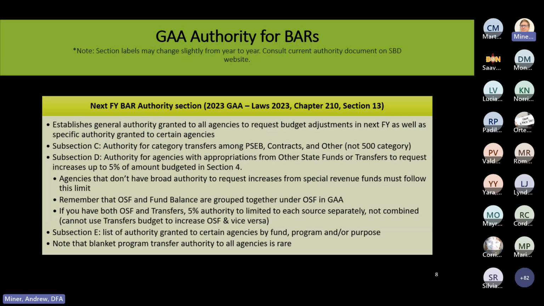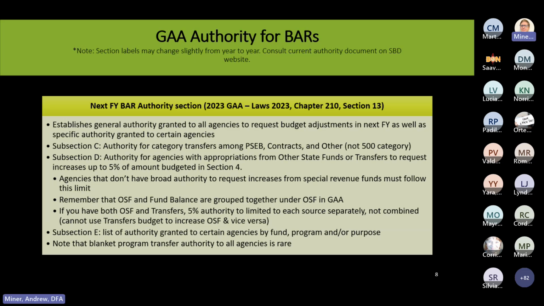Just remember that other state funds and fund balance are grouped together under the other state fund column, so those two go together. And if you're an agency that has both other state funds and transfer appropriations, the 5% authority is limited to each source separately, not combined. You can't go one way or the other and use your transfers budget to increase your other state funds budget, or vice versa. They are kept very separate and not combined.